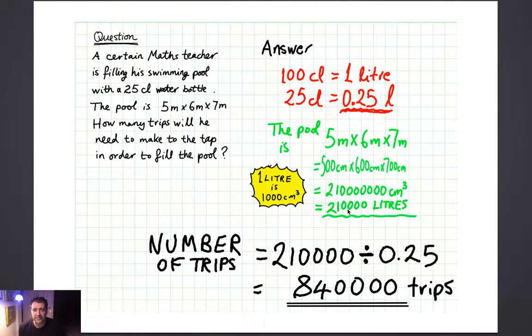And I happen to know that 1 litre is 1,000 centimeters cubed, so that would be 210,000 litres. So I've kind of put everything into litres, and to help me do that, I put the meters into centimeters first, so I could work out an answer in centimeters cubed, because I knew how many centimeters cubed there were in a litre. So I've got a pool that's 210,000 litres. I'm filling it with bottles that are 0.25 of a litre, so the number of trips will be 210,000 divided by 0.25, which is 840,000 trips with the water bottle to fill up the swimming pool.